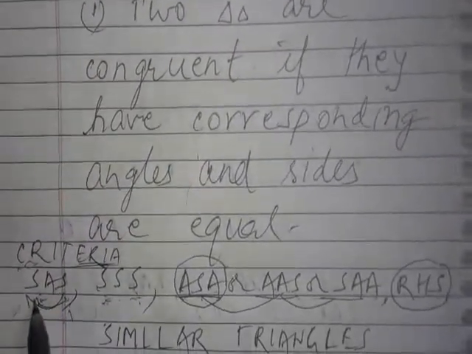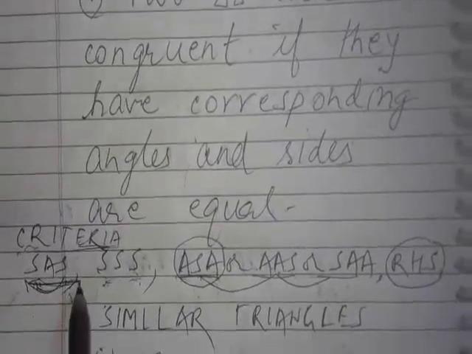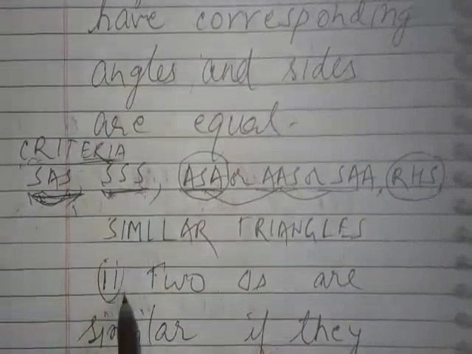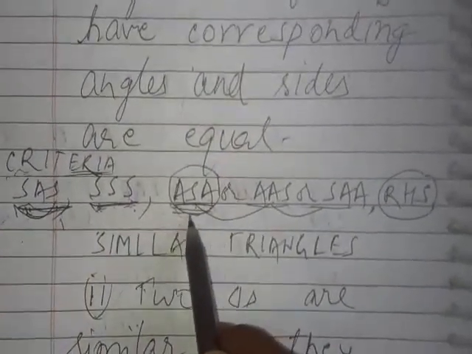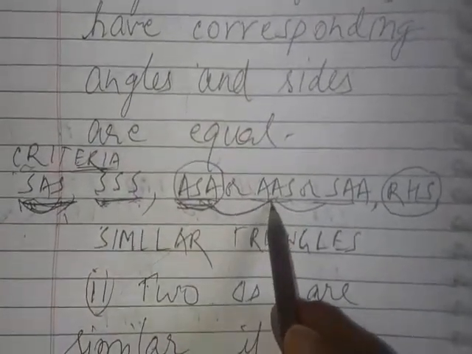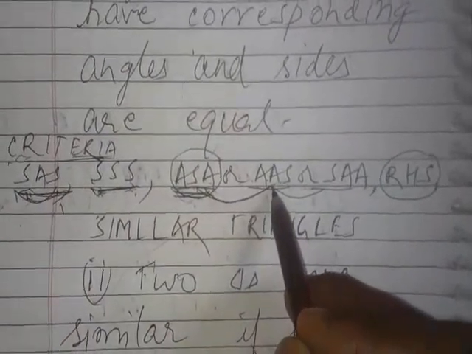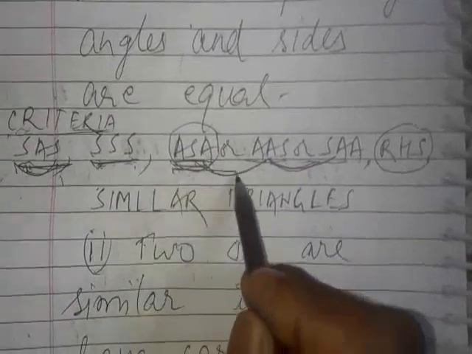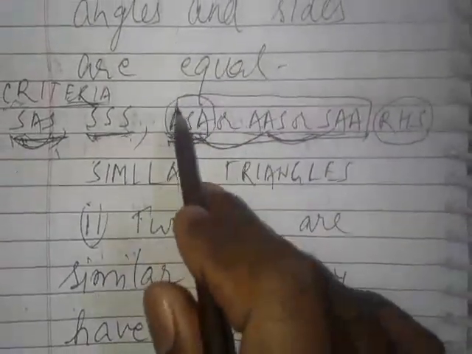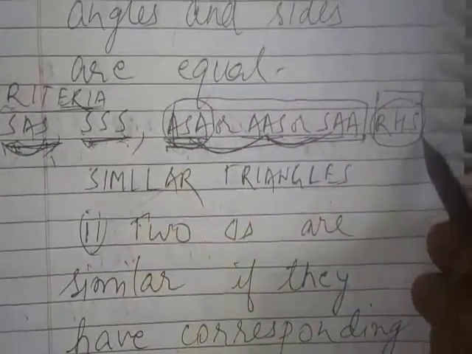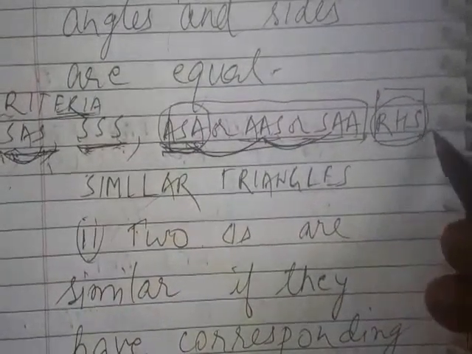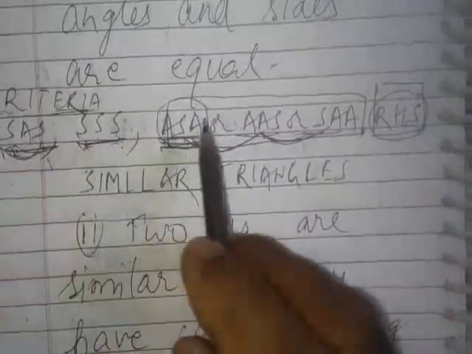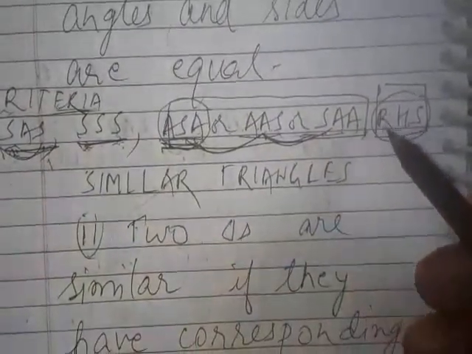They are SAS, side angle side, SSS condition, side side side. This condition can have a corollary also, AAS or SAA. And the fourth condition is RHS, right angle, hypotenuse and one side. Now these four conditions of congruency you have studied in standard 9.